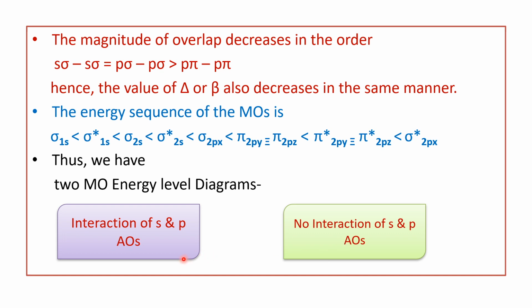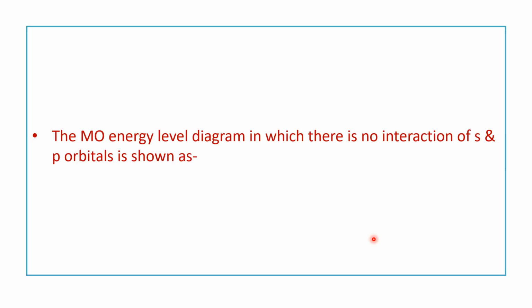The first one is when there is an interaction of the S and the P atomic orbitals, and the second is when there is no interaction of the S and the P atomic orbitals. So let us see the MO energy level diagram in which there is no interaction of the S atomic orbital and the P atomic orbital.